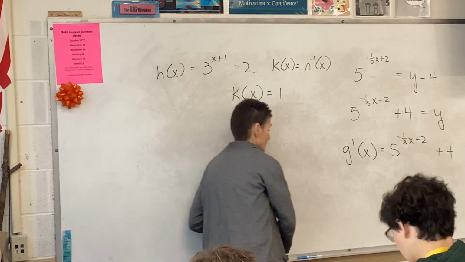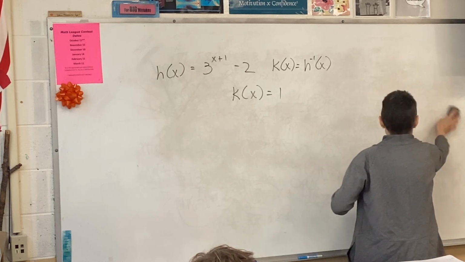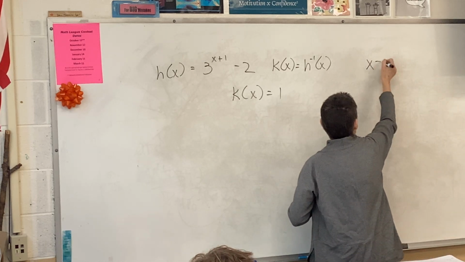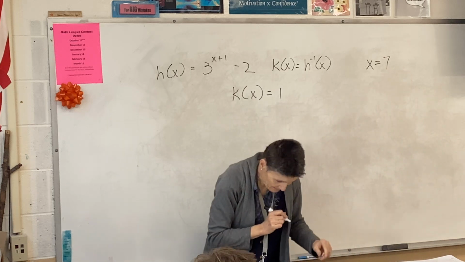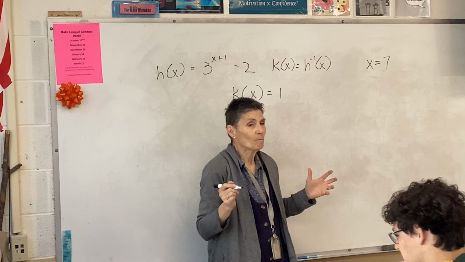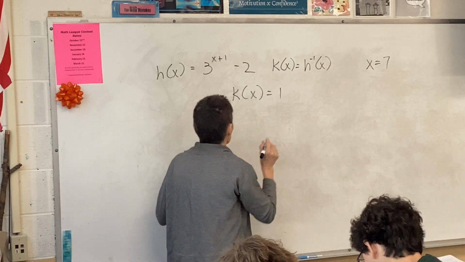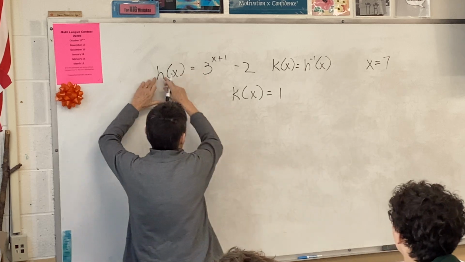Did anybody come up with an answer yet? I got X equals 7. X equals 7 is an answer that somebody came up with. That's what I got too. Tell me how you did that. So I found the inverse of h of x. Okay, so let's stop right there. So you find the inverse of this?